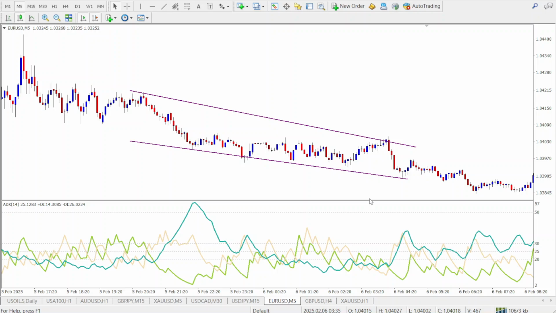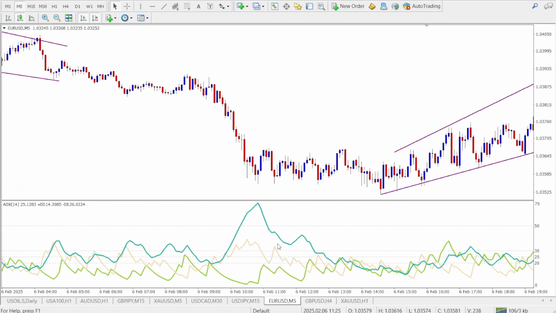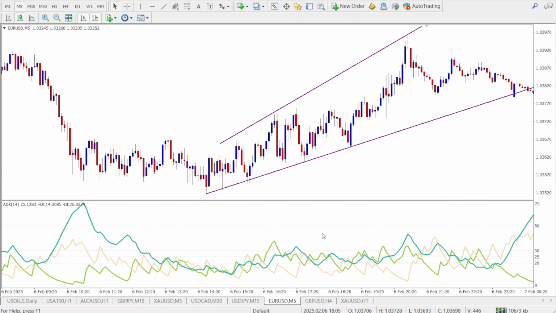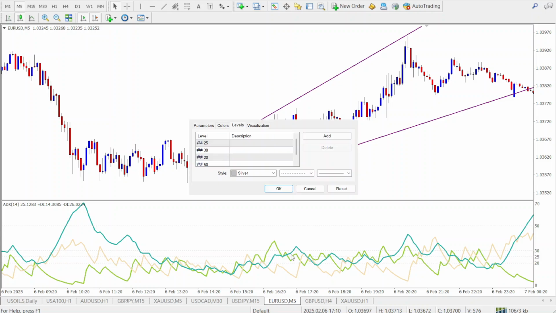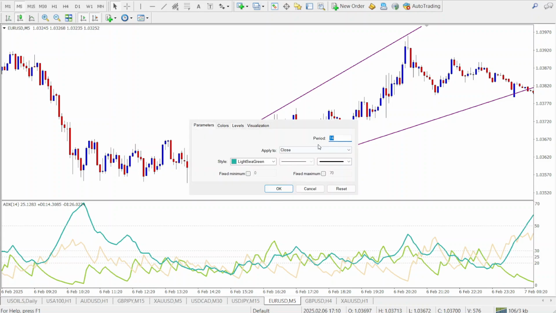Then the next thing for you to do is to check your ADX value. You check your ADX indicator and look at its value. If it is above 25, you can see this is the ADX line, this particular one. These other two, let us come to the settings. You're going to see.